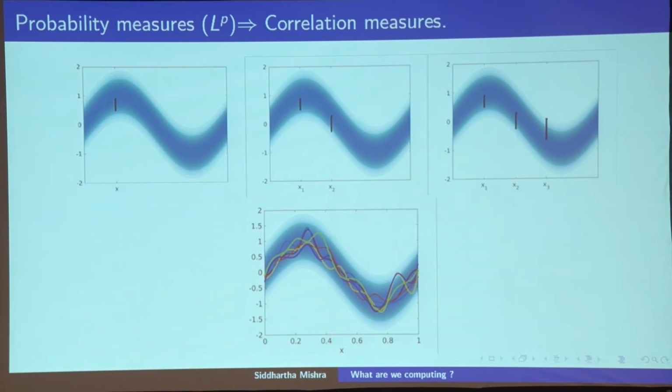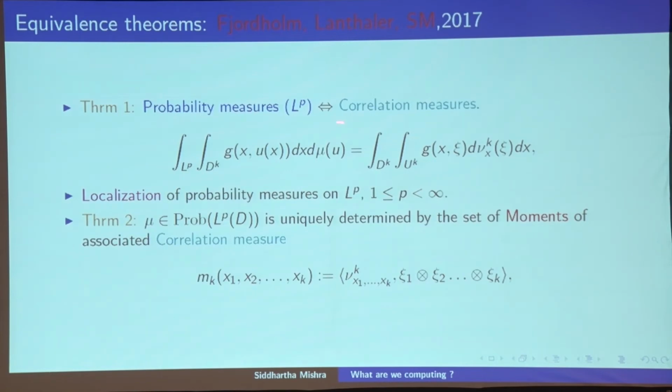So this is a probability measure on functions. As I said, it's a well-known concept in stochastic analysis, and it's completely equivalent to these correlation measures that I just wrote down. In fact, it's a localization of these correlation measures. Moreover, and this is a bit surprising, all that you need to determine this measure on an infinite dimensional space is a countable family of moments, which are written here.